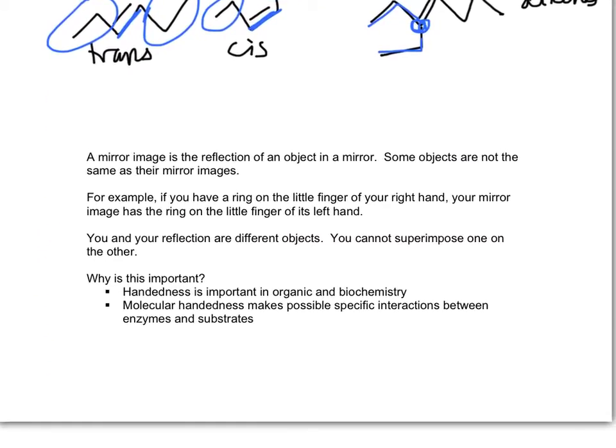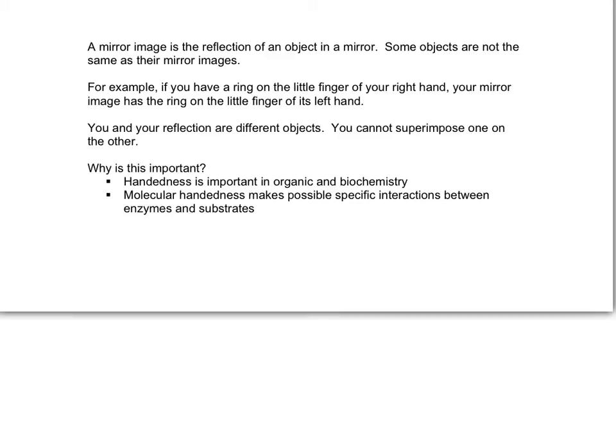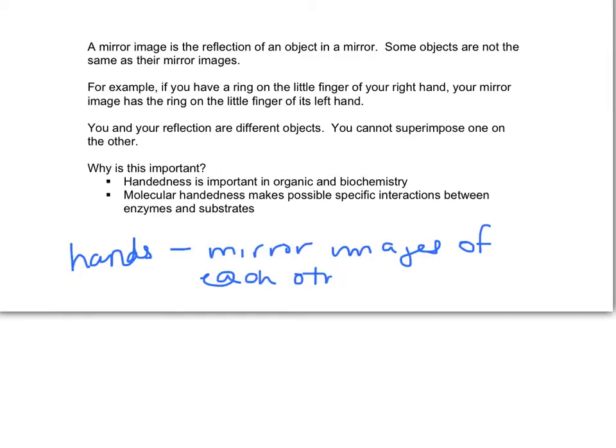Now, much of this chapter deals with mirror images. And so you can think about your hands as being mirror images of each other. Okay? Now, even though they're mirror images of each other, you cannot superimpose your hands.